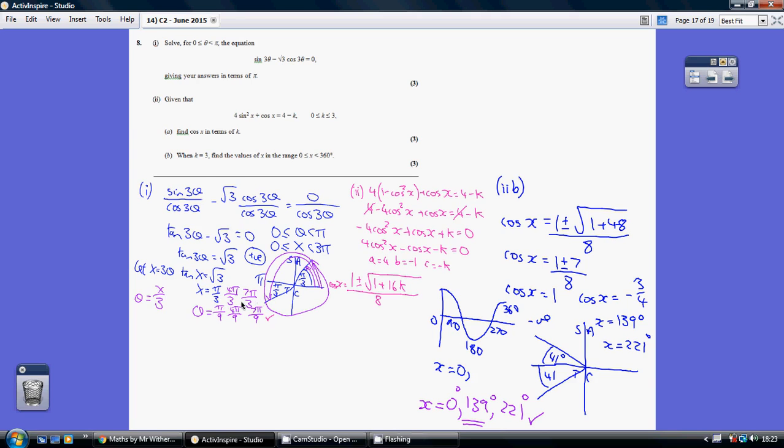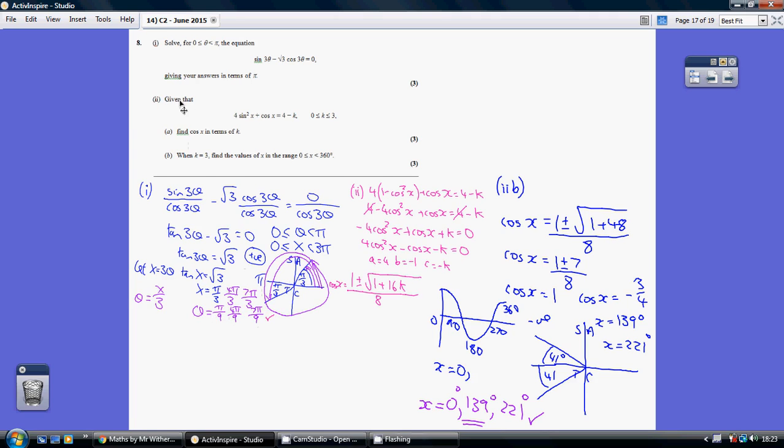Oh sorry, I think I said over 9 then. What I should have said is pi over 3, 4 pi over 3, 7 pi over 3, excuse me. They're the three solutions for capital X. Now we need to convert back to theta by dividing each of these by 3. So rather than pi over 3, it's pi over 9 and so on. So those are our three solutions for theta.